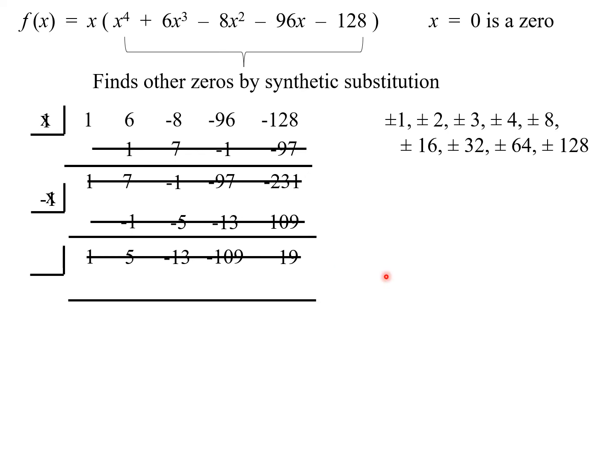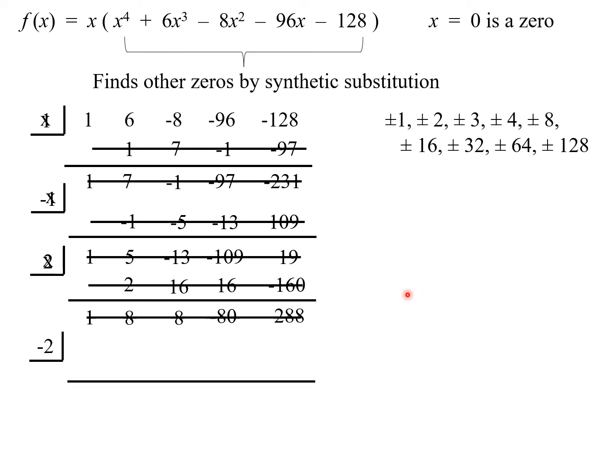All right, keep on trying. So I'm going to try 2 this time. Bring the 2 down, bring the 1 down, multiply to get 2, plus 6 is 8, times 2 is 16, plus negative 8 is 8, times 2 is 16, plus negative 96 is negative 80, times 2 is negative 160, and no, that's way off. So that one doesn't work.